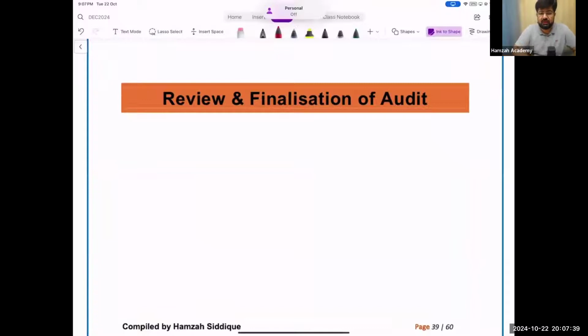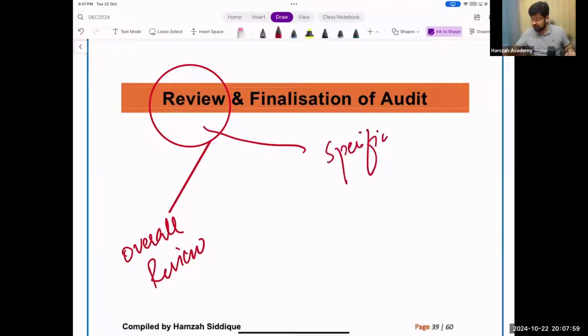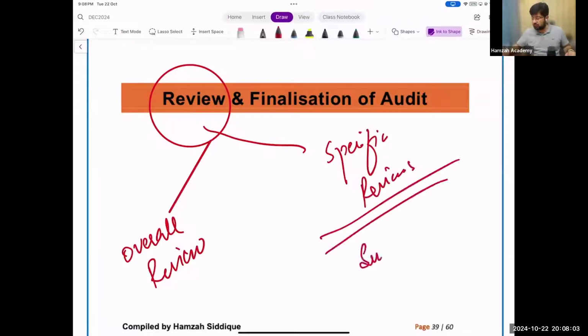Yes, review and finalization of audit. Students, review means when the audit substantive procedures have been performed. Actually there are two types of review. One is called overall review. The other is called specific reviews. Specific reviews of subsequent events are done here, and then here, going concern review is done.